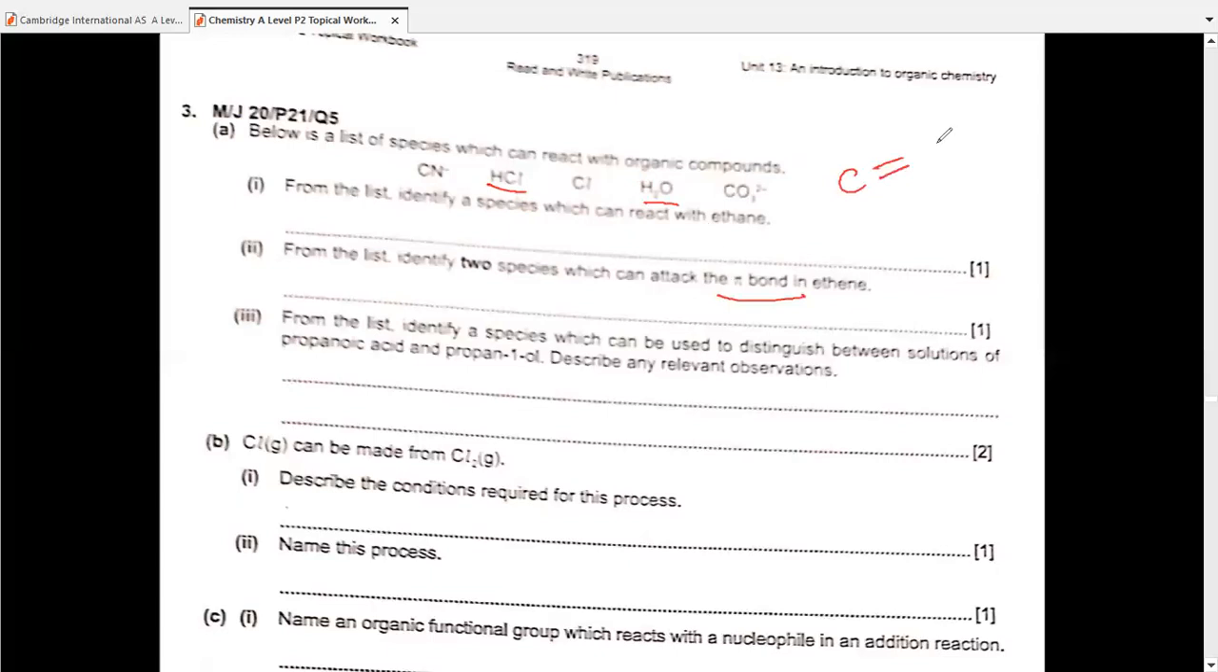Why? Because the carbon-carbon double bond is a high electron density portion. Now, these can attack this high electron density portion. Why? Because in HCl, we have a partially positive center that is acting as an electrophile, hence can attack it. In H2O, again, we have a partially positive center. You can work it like oxygen negative and hydrogen positive. That's completely fine. Again, this can attack this.